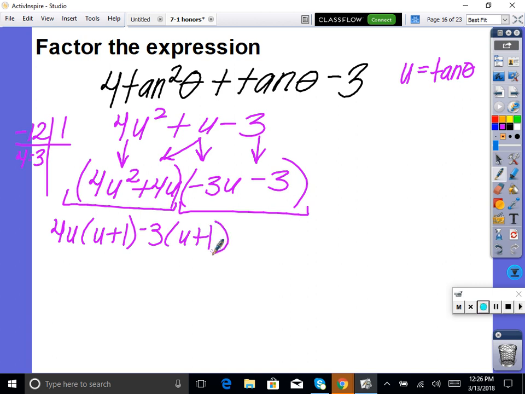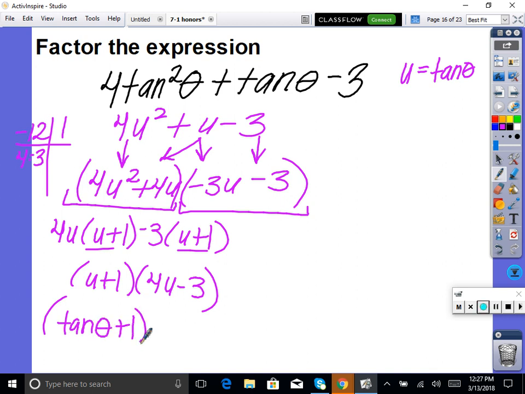I'm factoring like a maniac because I'm sure this is boring if I went any slower. We all know how to factor. Our safe haven's the same, so we've done this right: u plus 1 and 4u minus 3. We factor out that safe haven and end up here, and then you would say u is really tangent. So then we would have tangent of theta plus 1 times 4 tangent theta minus 3. We've just factored it. Good stuff.